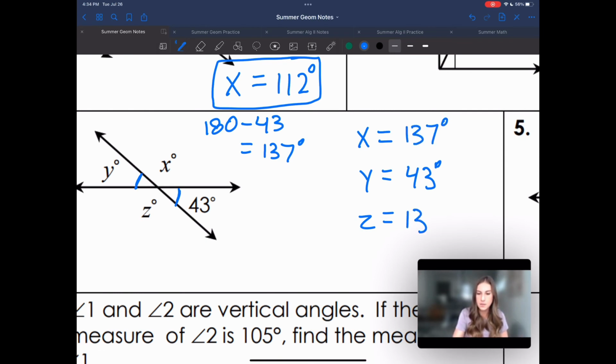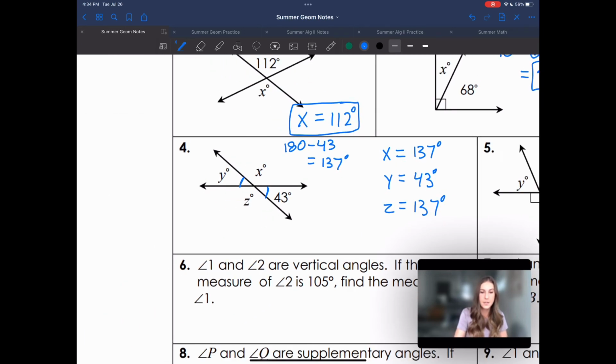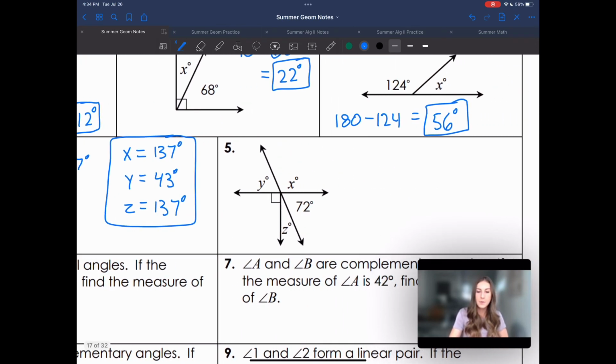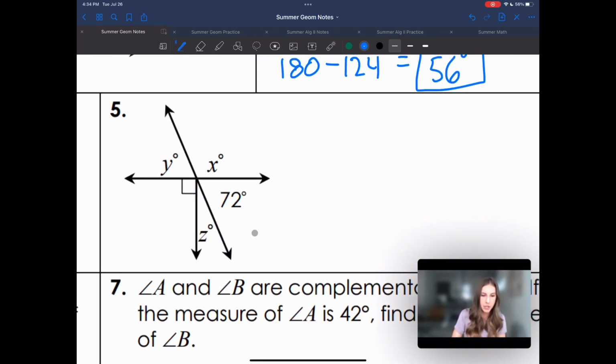137 degrees, 137 degrees, and that's it. Good, so the ones with vertical angles are usually pretty easy. Let me box those. Okay, number 5, this one looks a little crazier.